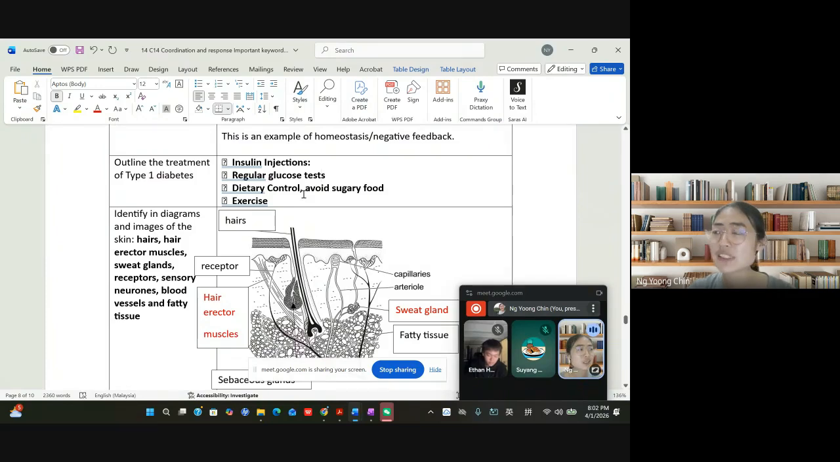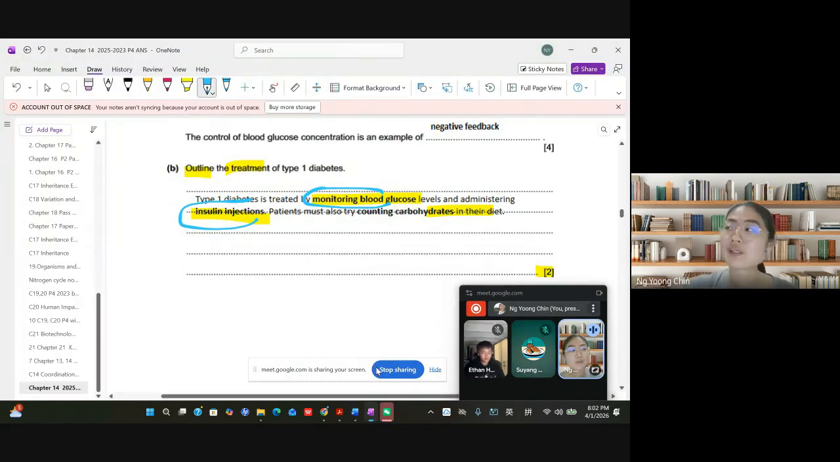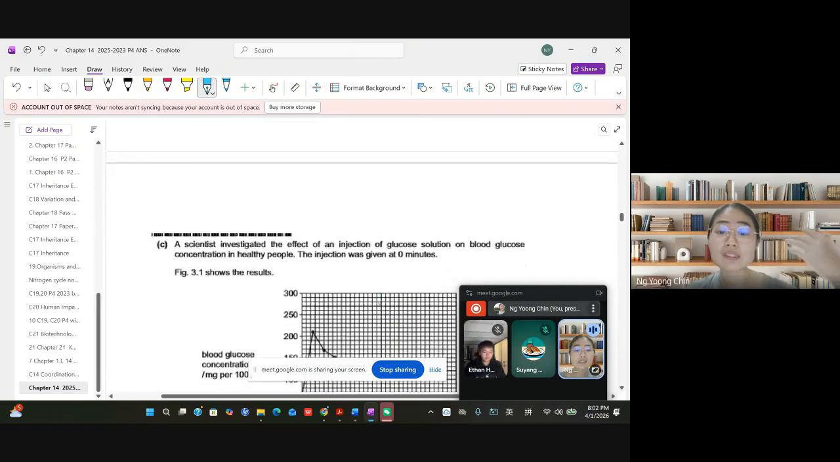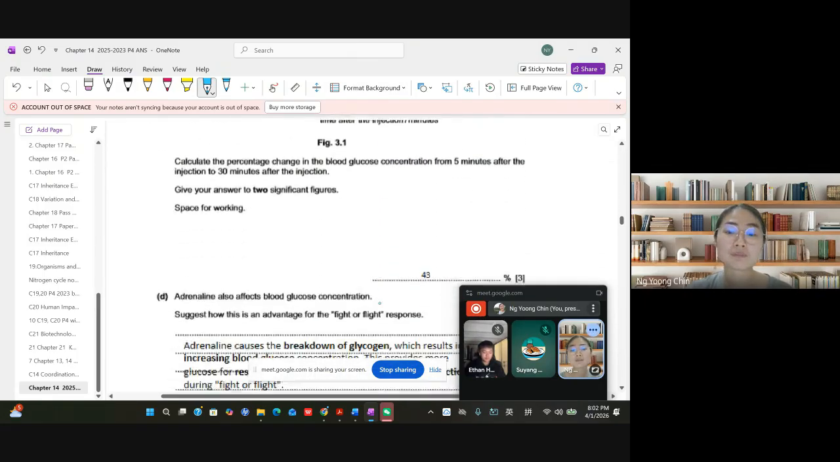Because diabetes is an incurable disease. You know, diabetes is incurable. 你不能够治愈这个糖尿病，你只可以控制它。You are just able to control it by using those 4 methods. If you get diabetes, you will be forever infected with this disease, because your kidney is being damaged and you cannot recover from it.